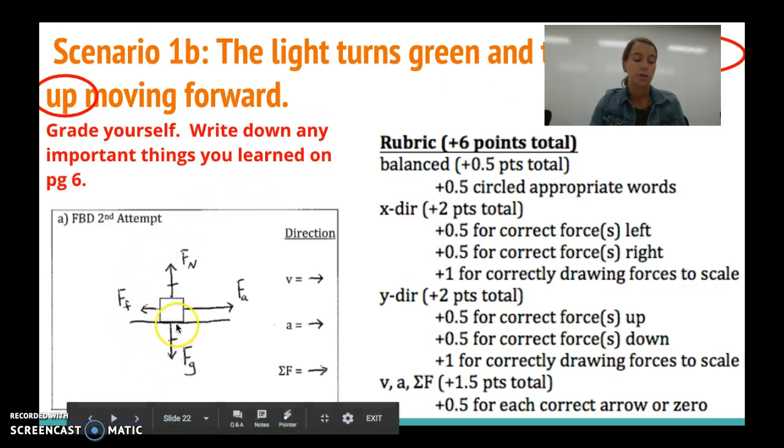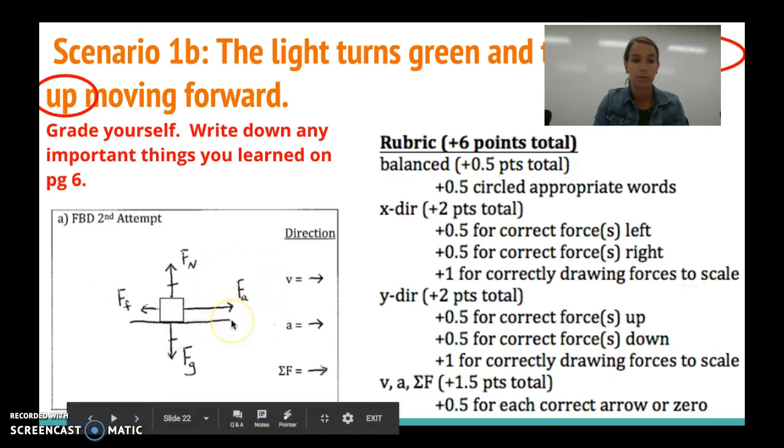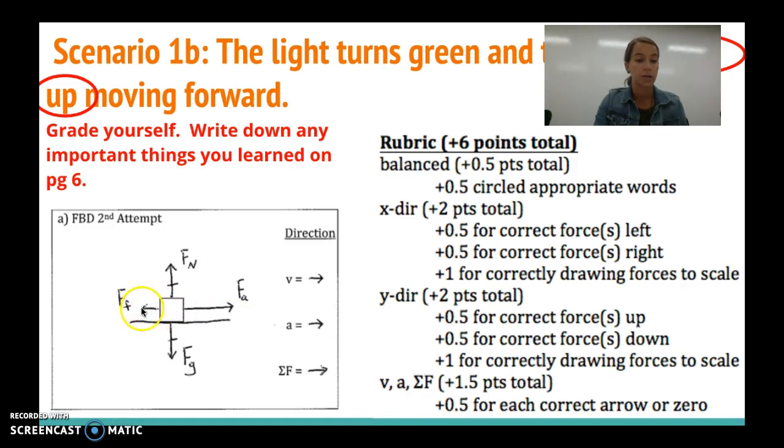Here are the forces you should have. We still have gravity and normal force, and those should still be equal because we're not accelerating up or down. In the right and left direction, we have an applied force going forward, and we have friction resisting. You might have forgotten friction, but a car certainly has friction acting on it, right? Now these two should not be balanced. The applied force should be drawn as a bigger arrow than the friction. Also make sure you have the surface drawn in there, so the ground.